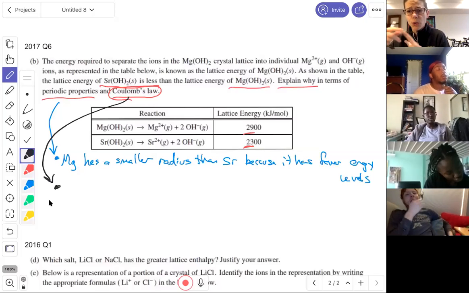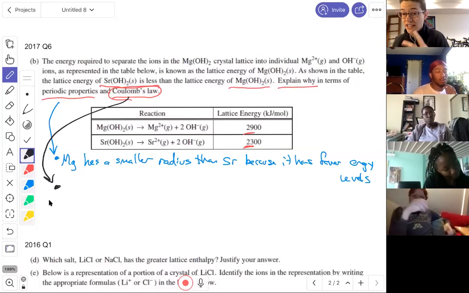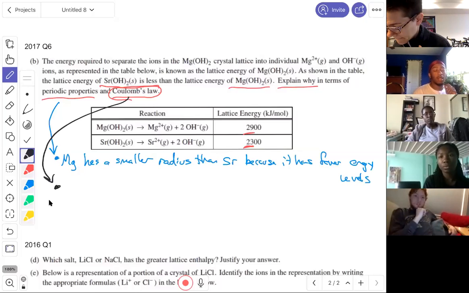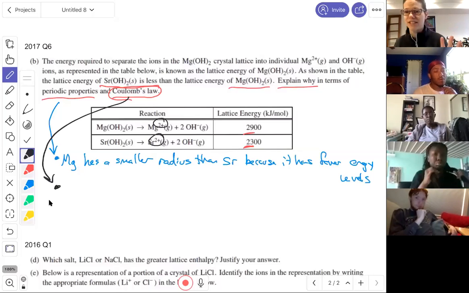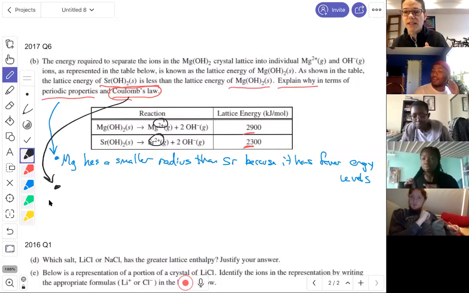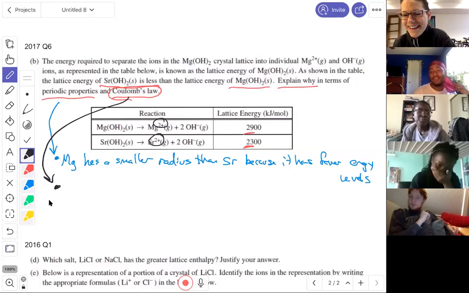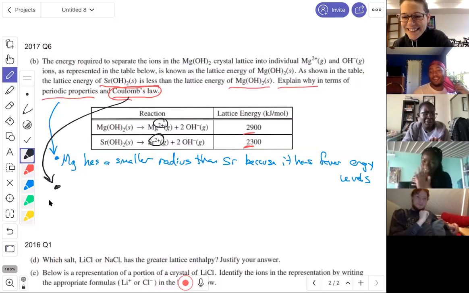It can be charge or it can be distance. So which thing is not in play? Charge. They have the same charge. You don't have to mention that they have the same charge. That doesn't matter. So you just have to talk about the thing that's different. Kayla, what's going on? You have to talk about the distance again.